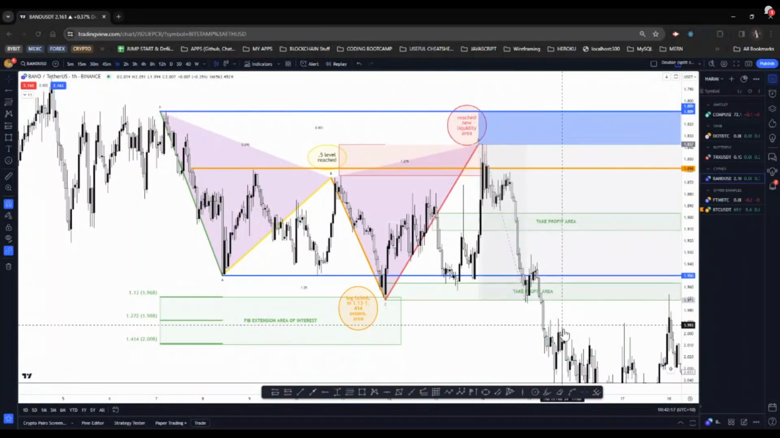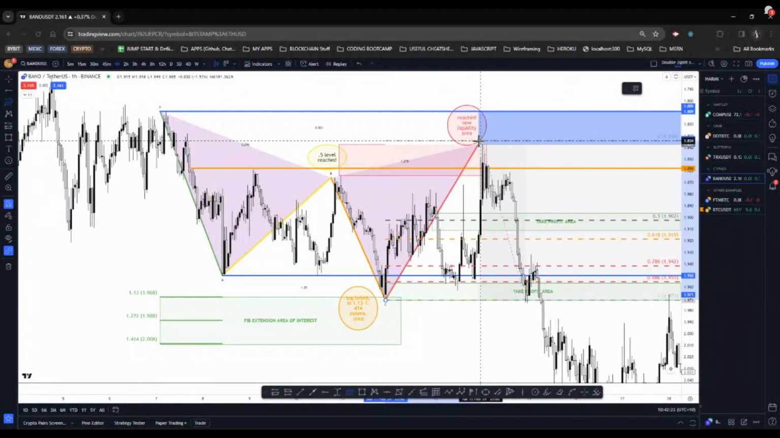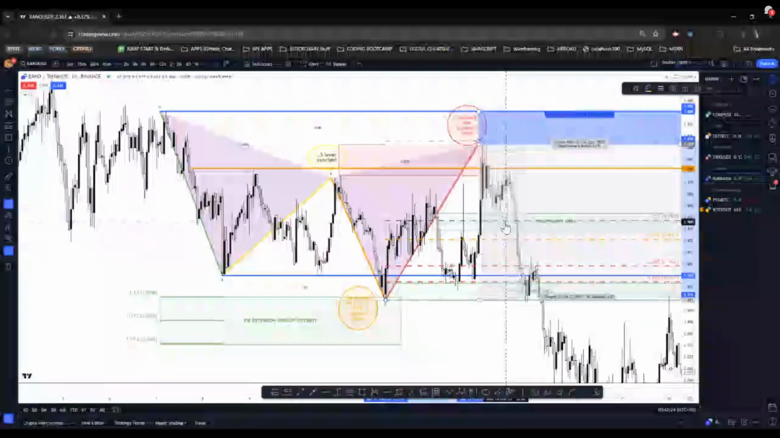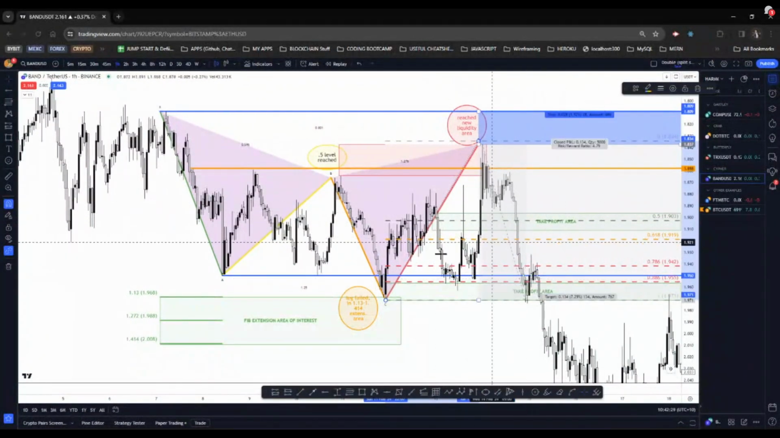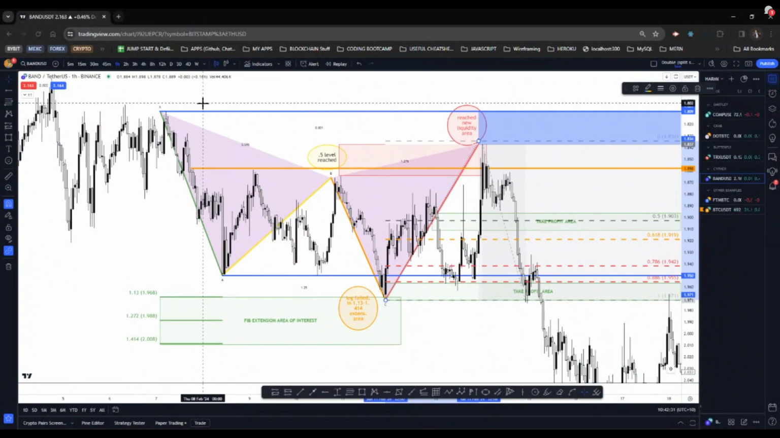I was playing off this, and again, 50% to 618 of this feature we made as my area. Take profit. I did take profit here. I didn't actually run all the way.